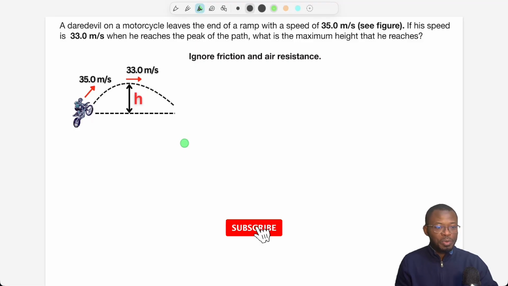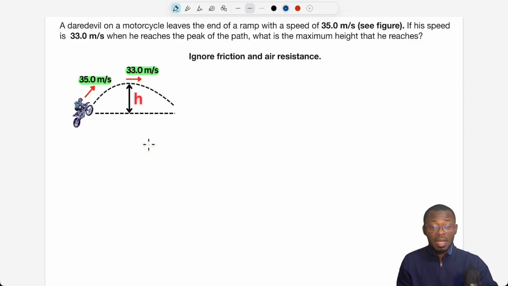To solve this problem, we are told that a daredevil launches off the end of a ramp at 35.0 meters per second and then reaches a final speed of 33.0 meters per second at a maximum height. By first looking at it, most physics students would think, let me start using kinematics. But you cannot use kinematics. Why? Because we are not given the initial launch angle, theta, because this initial speed is going to be at an angle with the horizontal.